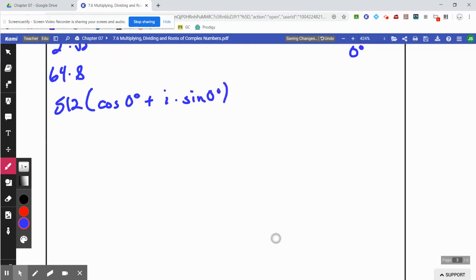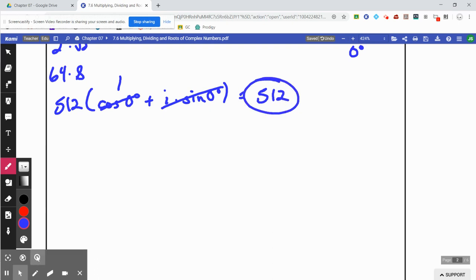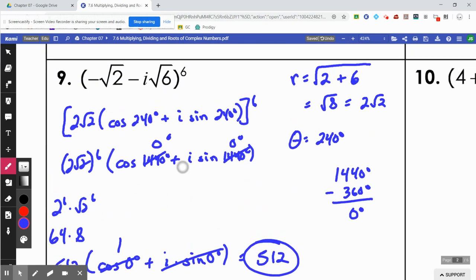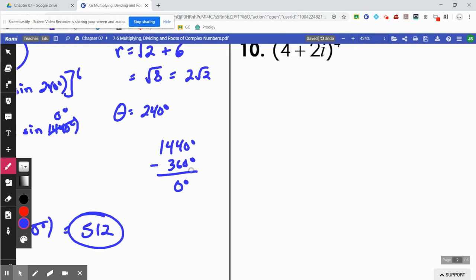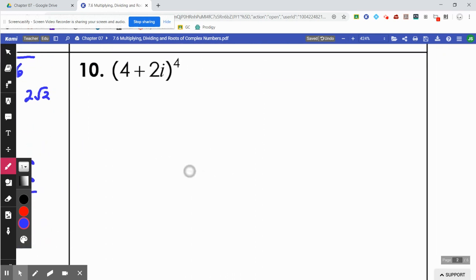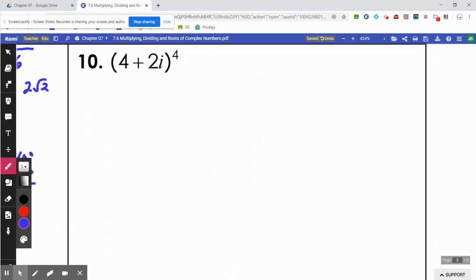The sine of 0 is 0. The cosine of 0 is 1. So you have 512 times 1, which is simply 512. So if you were to multiply this out times itself 6 times, you would simply get a real number of 512. Number 10. 4 plus 2i to the 4th power.